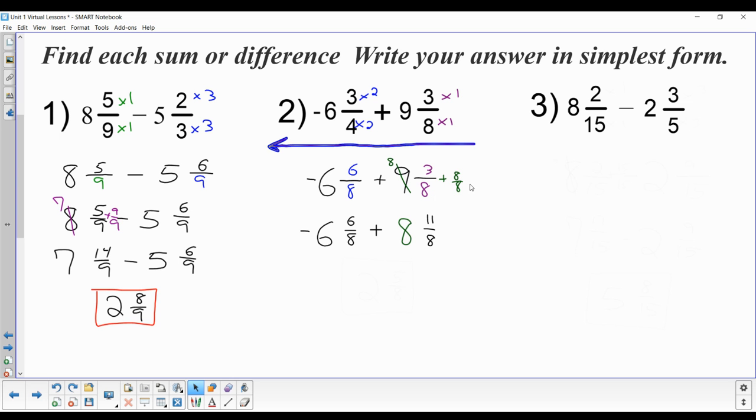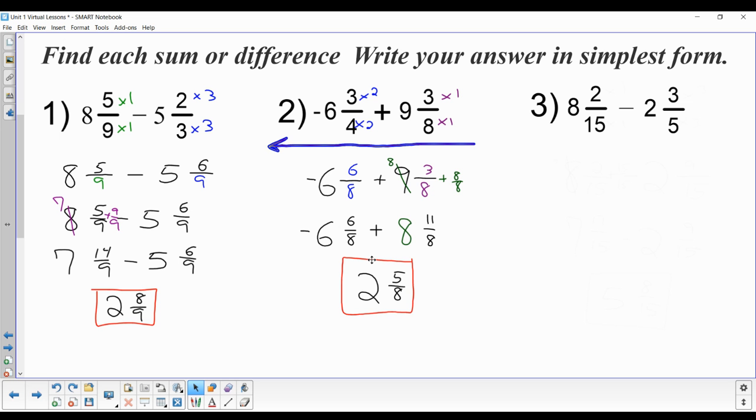Now again, remember, we are subtracting to the left. And now that my numerators are in the right order, the bigger one is subtracting the smaller one, I can do 11 minus 6 is 5. Denominator 8 stays the same. And then 8 minus 6 is 2. The 8 is a bigger absolute value. The 8 is positive, so my answer is positive.